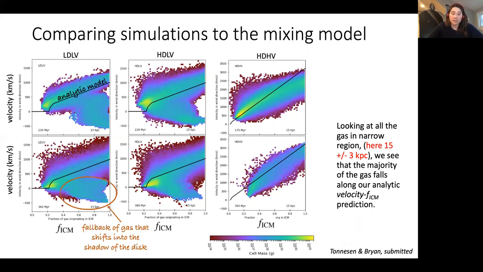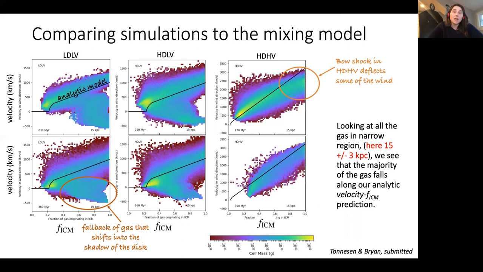First, in our low velocity runs, some gas has low or negative velocities at high ICM fraction. This is due to gas that shifts into the shadow of the disk and can therefore fall back. Second, at early times in our high velocity wind, tail gas doesn't reach the ICM inflow velocity. This is due to a bow shock deflecting the wind.